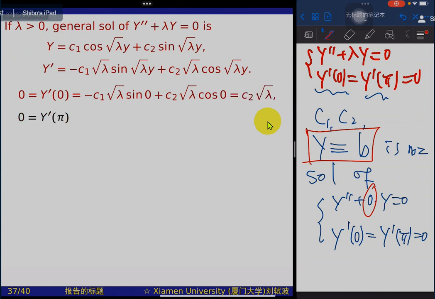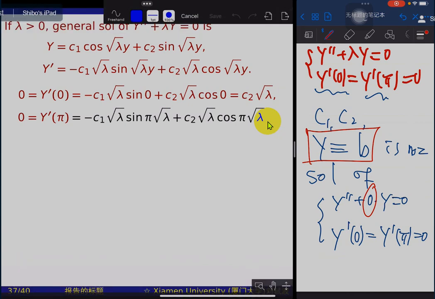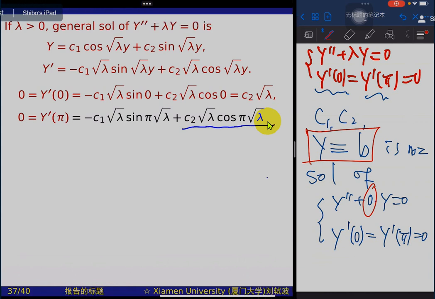Then, by the other boundary condition, we consider the right endpoint of the interval 0 to pi. So y prime pi is this, but remember our C2 is 0. C2 is 0 here, so we only have one term, the first term. The second term is 0.